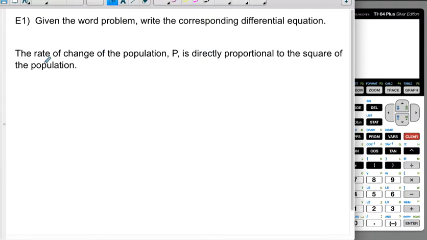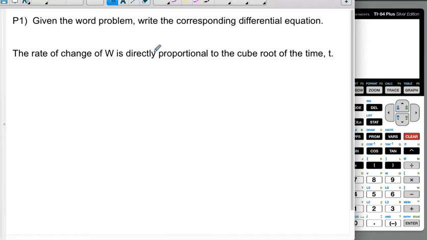We're just writing it. So the rate of change of the population is directly proportional to the square of the population. We're going to say dP/dt, because in general we default to it being time unless we're told otherwise, is directly proportional to the square of the population. Well, that's going to mean k times P squared, because that's the square of the population.